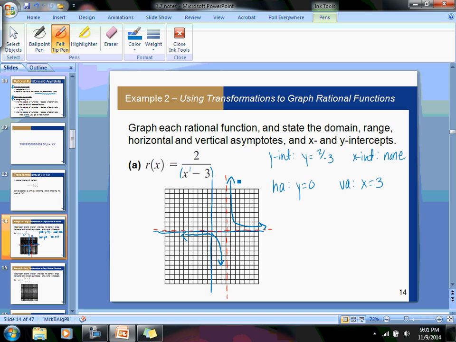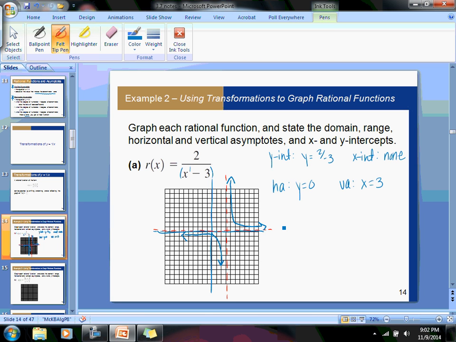And that's good enough for now. I'm not going to get real hung up on you plotting specific points. If you want to put some specific points in there, you can. Definitely put your y-intercept and your x-intercept. Notice that we don't have any x-intercept because we're not crossing that x-axis anywhere.